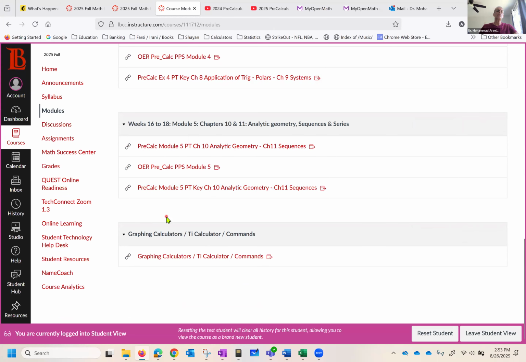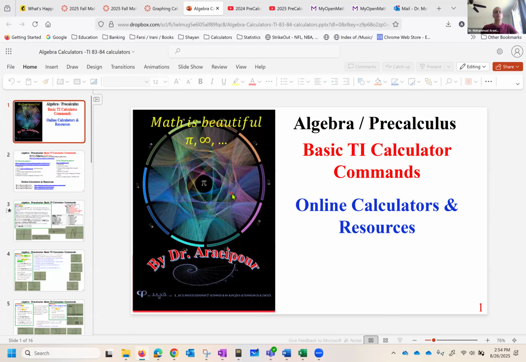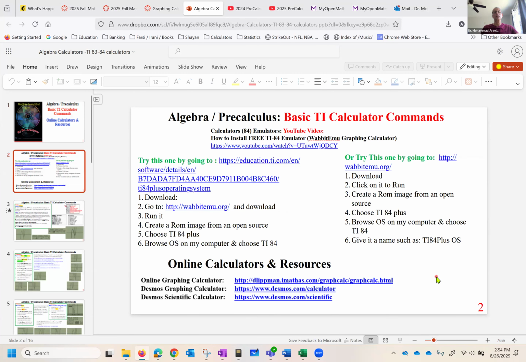But before I go over one of them, I want to go to the last one, which is, again, a resource for TI Calculator. So this one is just a resource, everybody. If I click on it, it brings me to this PowerPoint. And on this page, I have online calculators and resources. Also, there is a possibility of downloading an emulator for a TI calculator.